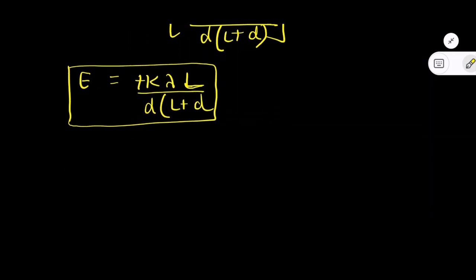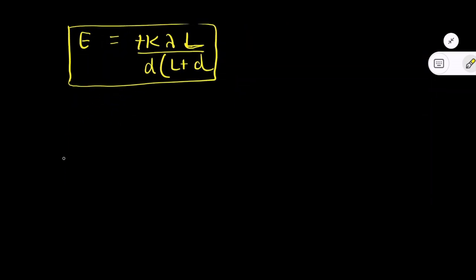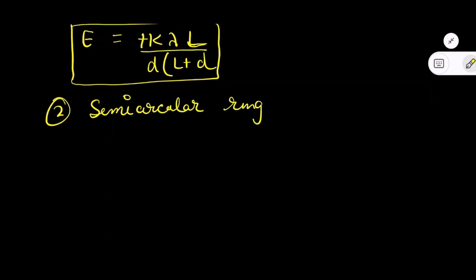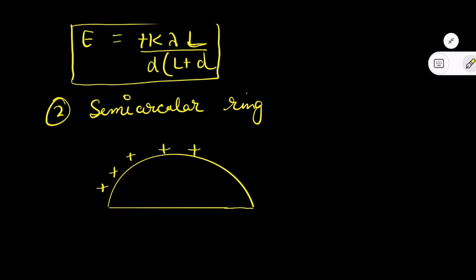Now the second case: we have to find the electric field due to a semicircular ring. For the semicircular ring, we will again perform the same steps. First of all, let me draw the semicircular ring. Since it is a ring, the charge will be distributed over the ring.